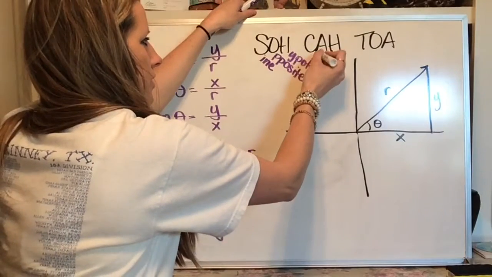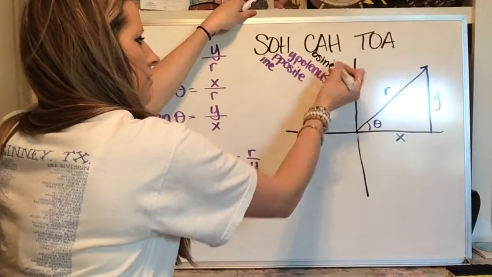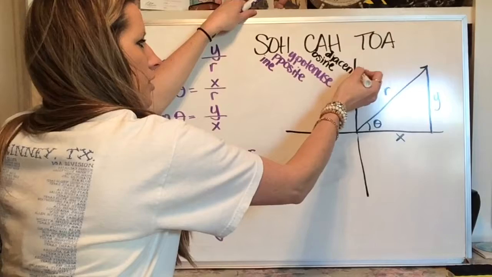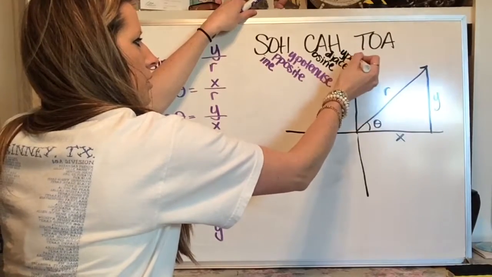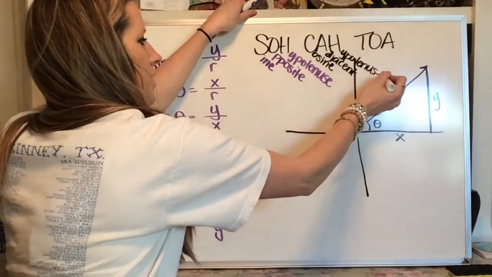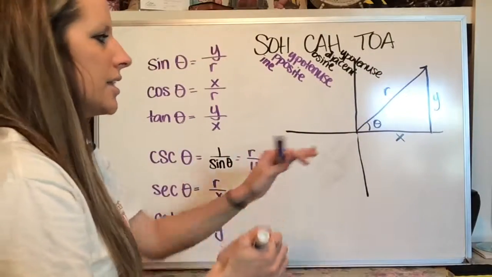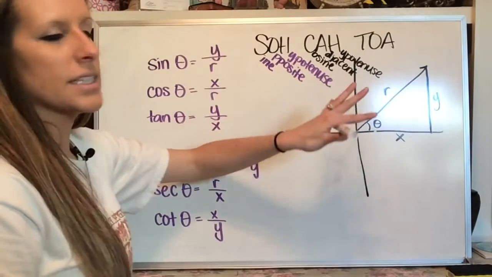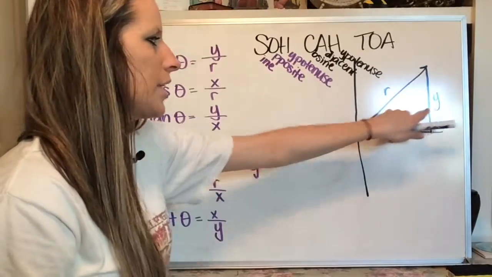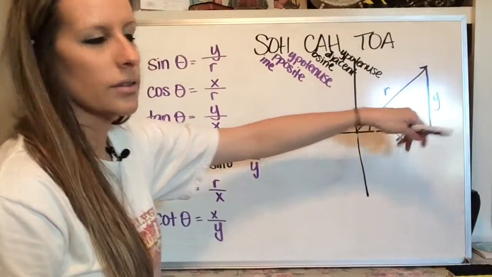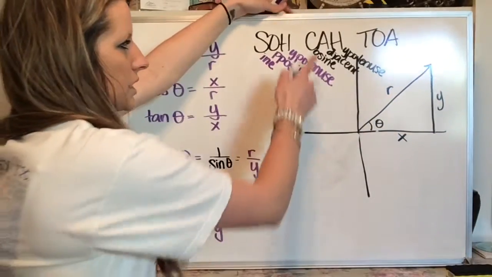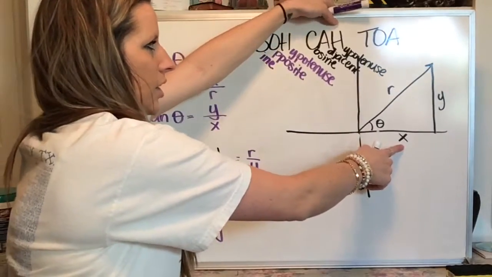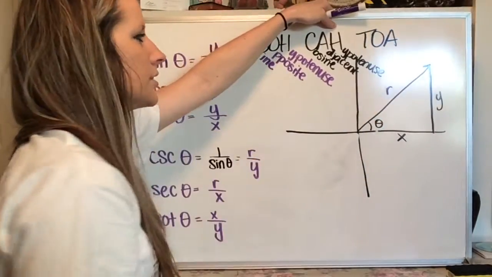The next one is cosine. So if I'm finding cosine, I'm going to do adjacent over the hypotenuse. Okay, whenever I say adjacent, it's the side adjacent to the angle. Same thing with opposite. Whenever I say opposite, I'm talking about the opposite side from the angle, the one that's opposite of that angle. Okay, so for cosine, I'm going to do adjacent. In this case, my adjacent side would be x over hypotenuse. Okay, so x over r.